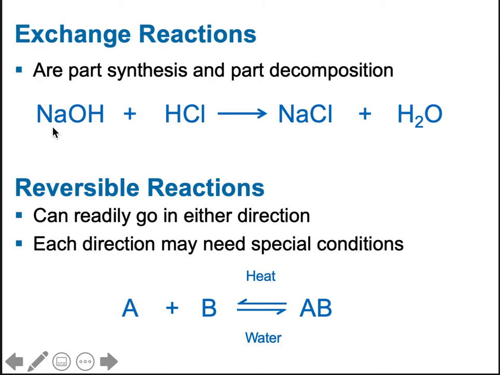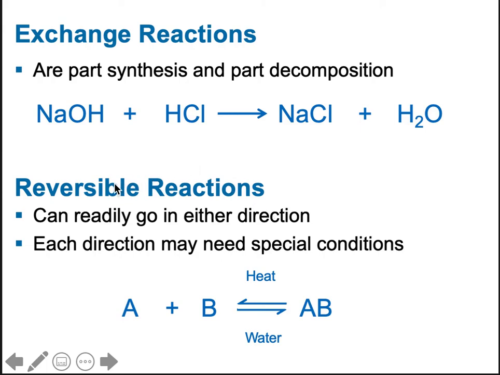So this is sodium hydroxide and hydrochloric acid. So this is a base and this is an acid. When you put them together, you're going to get a salt and a water. So every time you put a base and an acid together, you get a salt and a water. In this case, the salt is table salt, but it would depend on what acid and base you're using, of course.